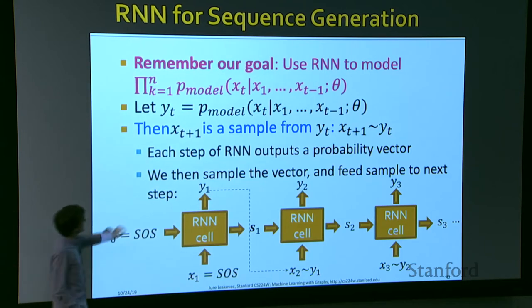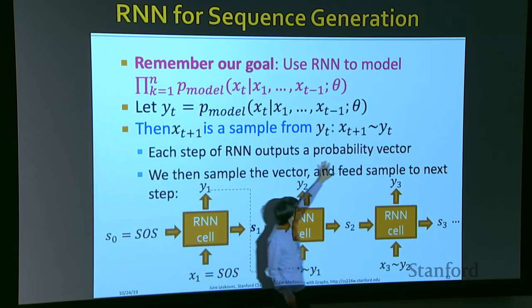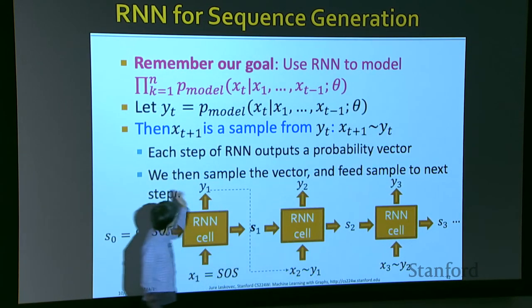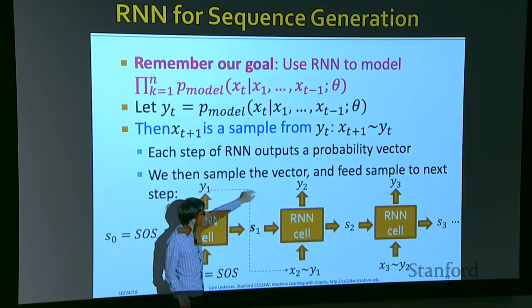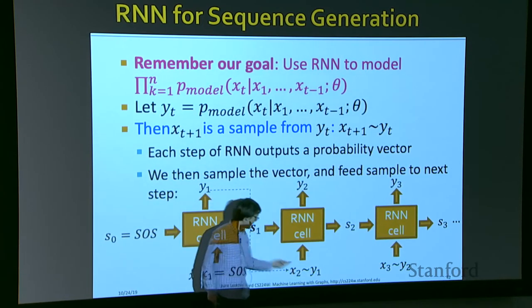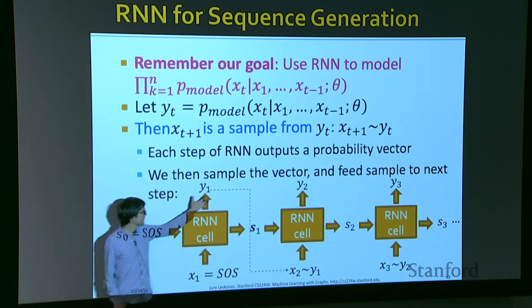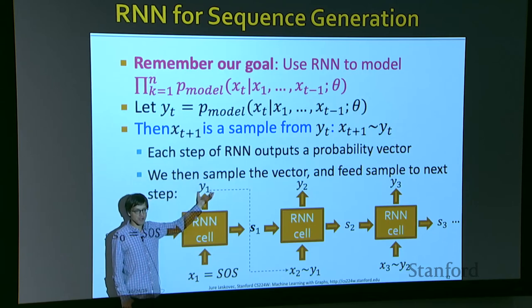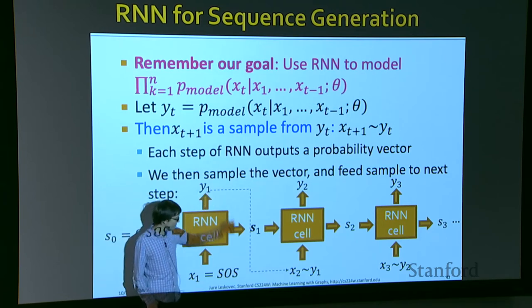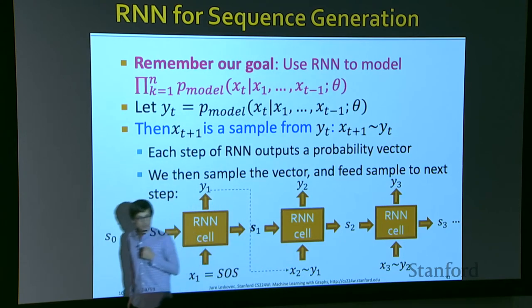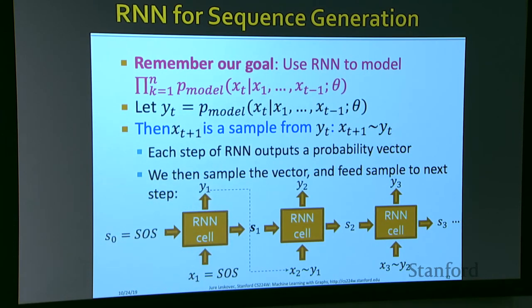So what this means is that at each step, the RNN will output some probability vector, or some probability. We will then sample from that probability, and then we will feed the sample into the next step. And this is how we will get randomness. So just to say again, what did we change? Rather than this being edge or no edge, 0 or 1, this is now a probability. We flip a coin. If the coin says edge, then the input here will be edge. If the coin says no edge, the input here will be no edge. That's the idea.